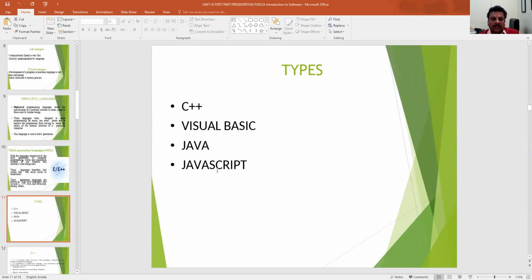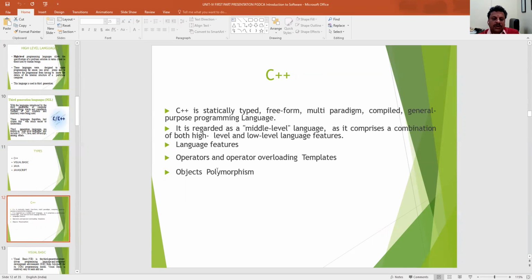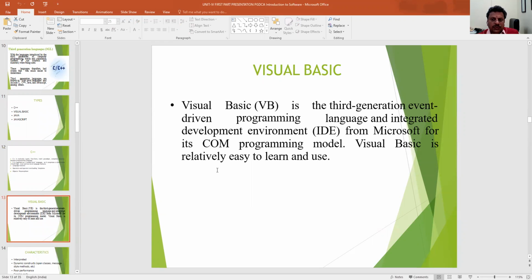Types. What are the basic types? C++, Visual Basic, Java, JavaScript. Some points related to C++. C++ is a statically typed, free-form, multi-paradigm, compiled, general purpose programming language. It is regarded as a middle level language as it comprises a combination of both high level languages and lower level languages. It has various language features, operators and operator overloading, templates, object polymorphism. Visual Basic is a third generation event driven programming language and integrated development environment from Microsoft, and its COM programming model. Visual Basic is relatively easy to learn and use.